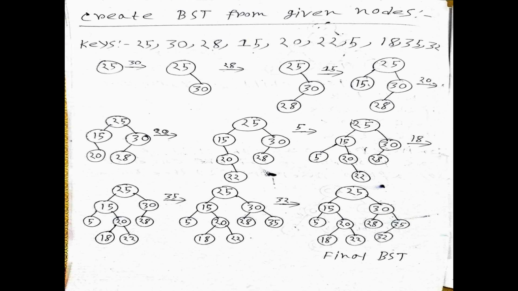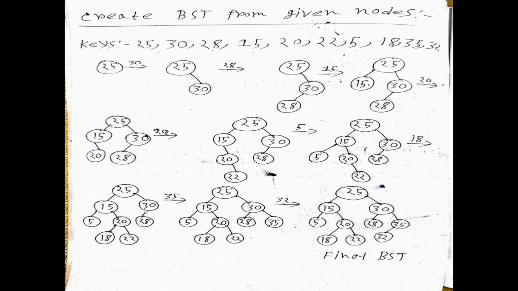Again compare with the root. 5 is inserted. This is the procedure. Compare with the root, 25. 5 is lesser than 25. That means obviously 5 goes to the left subtree. Now, what is the left child? 15. If you compare with 15, 5 is smaller. So obviously 5 becomes the left child of 15. This is the procedure.